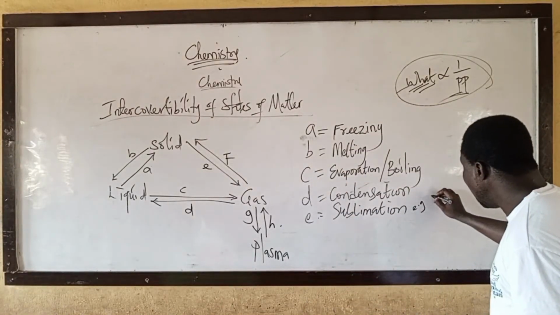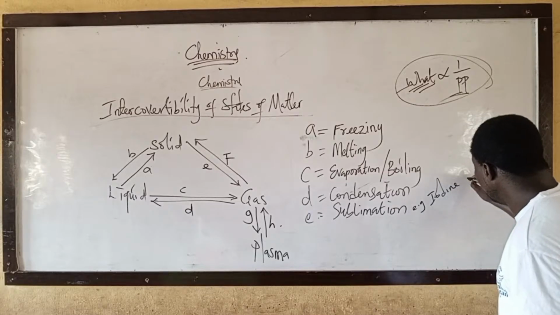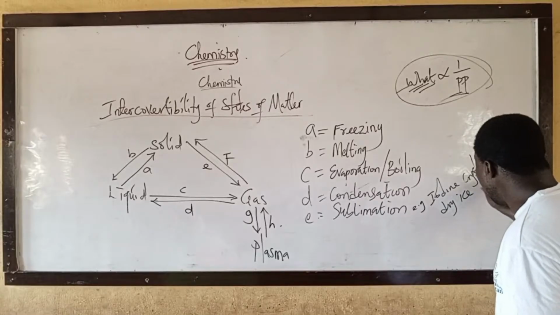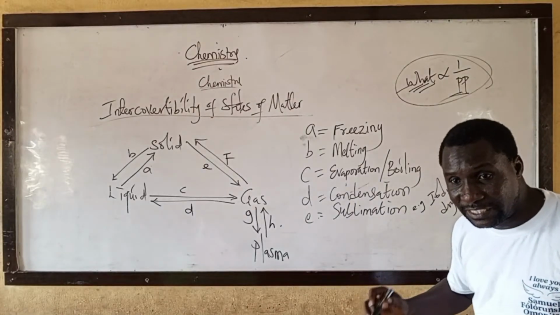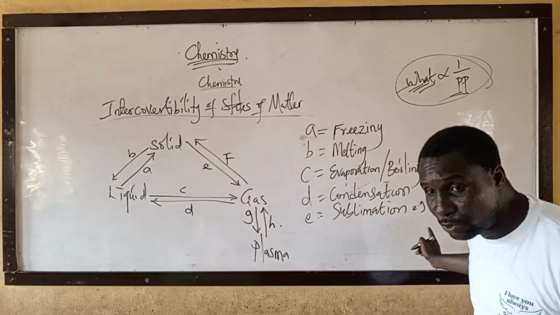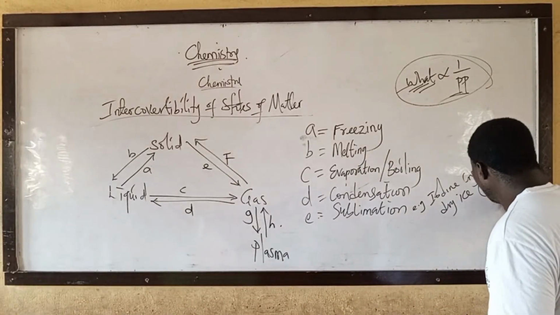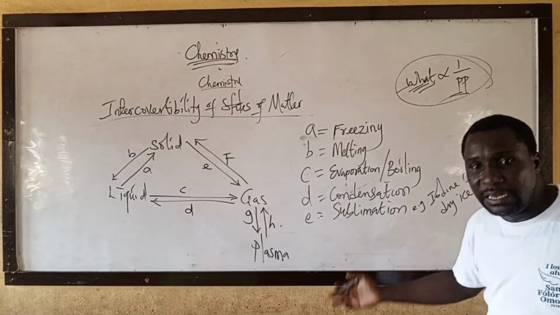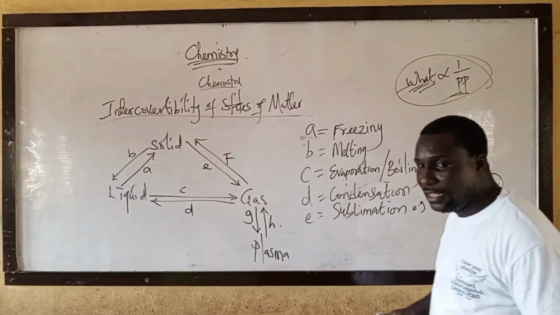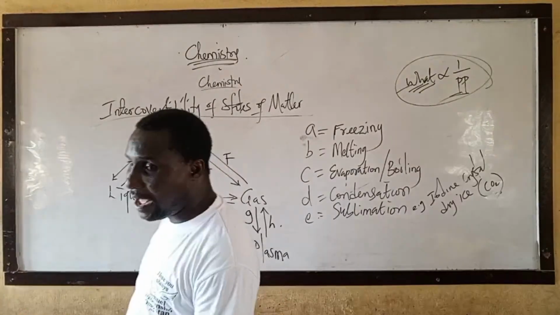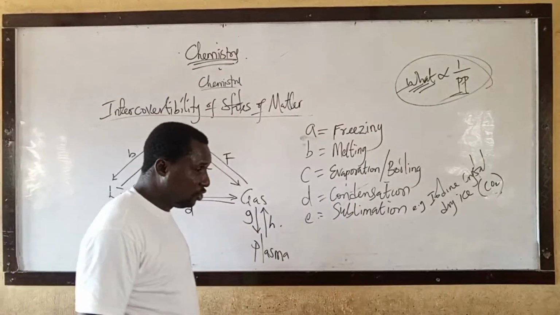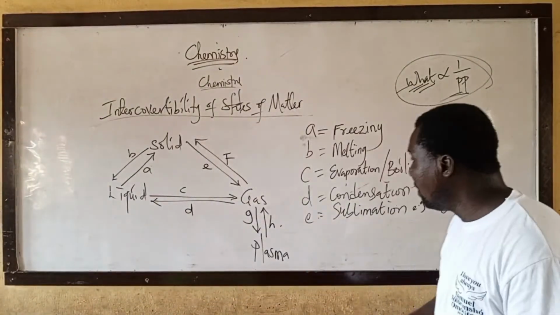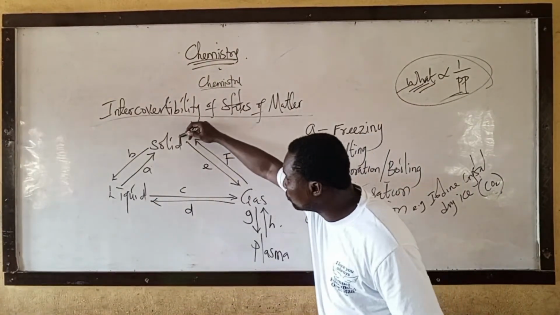E.g., we have iodine crystal, dry ice. Dry ice means CO2 in solid state. CO2 solid state is known as dry ice. You also have naphthalene, camphor. They can sublime. They can change directly from solid to gas.